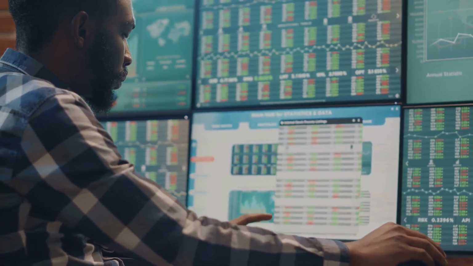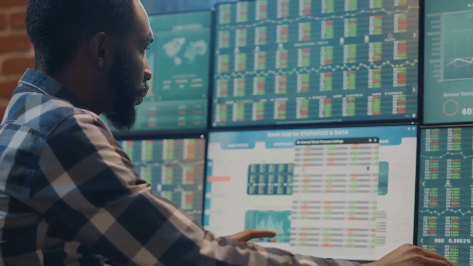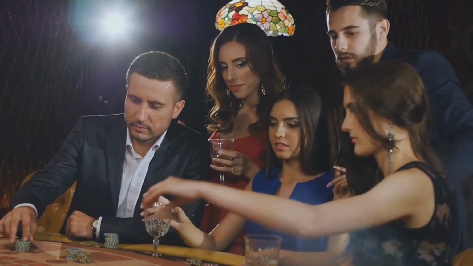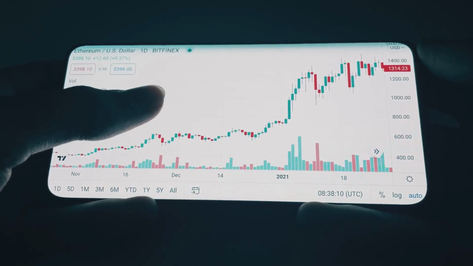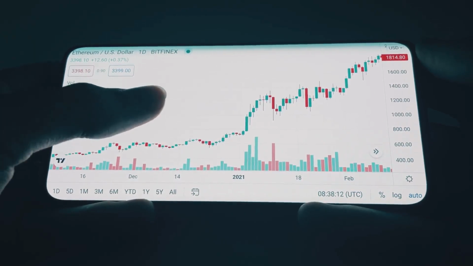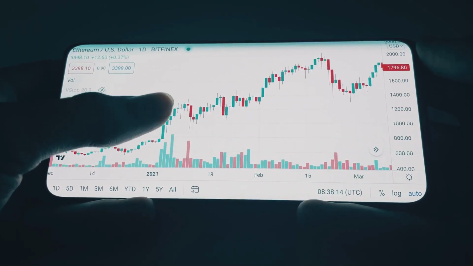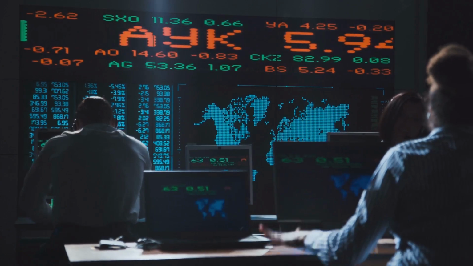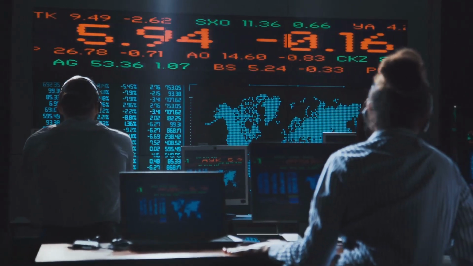Derivatives are financial instruments that get their value from an underlying asset. Think of it like a side bet on something else. Instead of buying a stock directly, you could buy a derivative that goes up in value if that stock performs well. These assets can range from stocks and bonds to commodities like gold or oil.